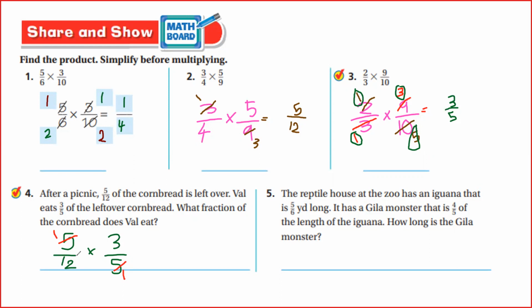3 and 12. 3 is small. Bravo. So 3 divided by what? 3 will be divided by 3. You get 1. And 12 divided by 3 is 4. 4. Bravo.